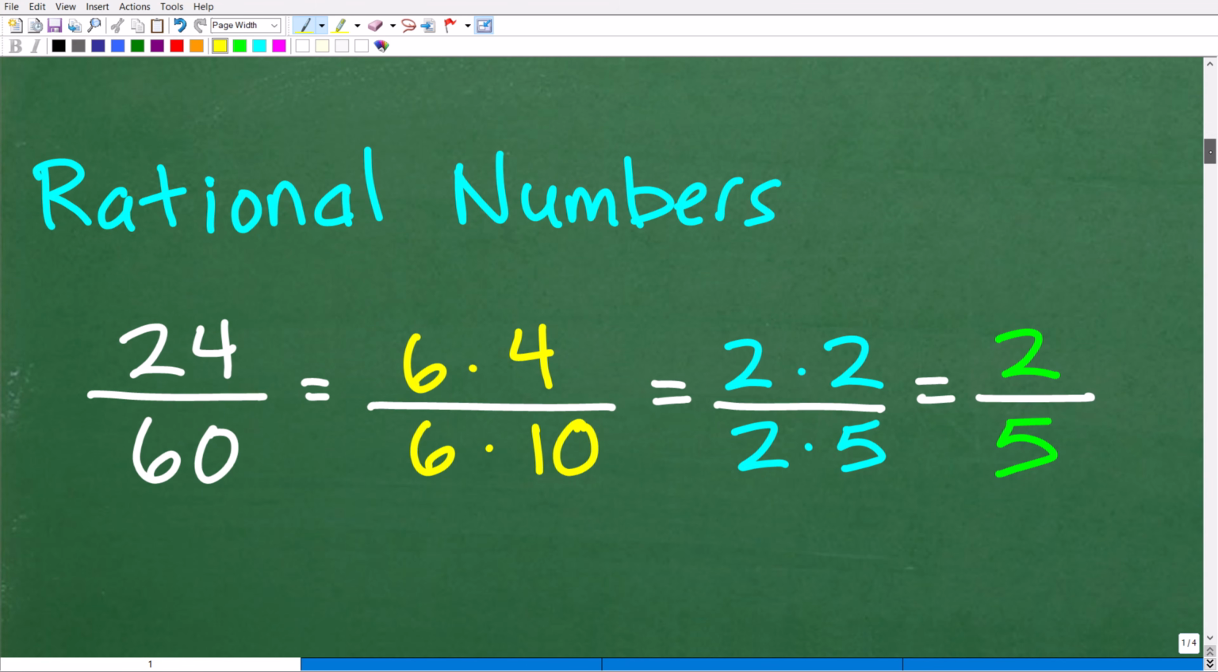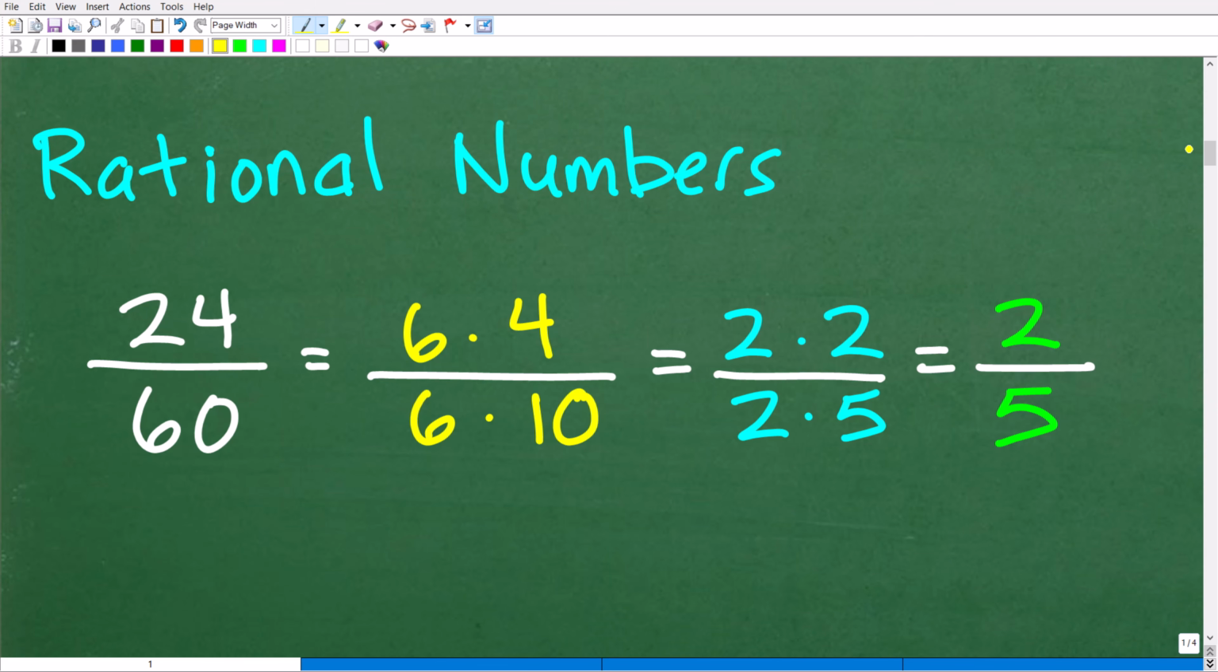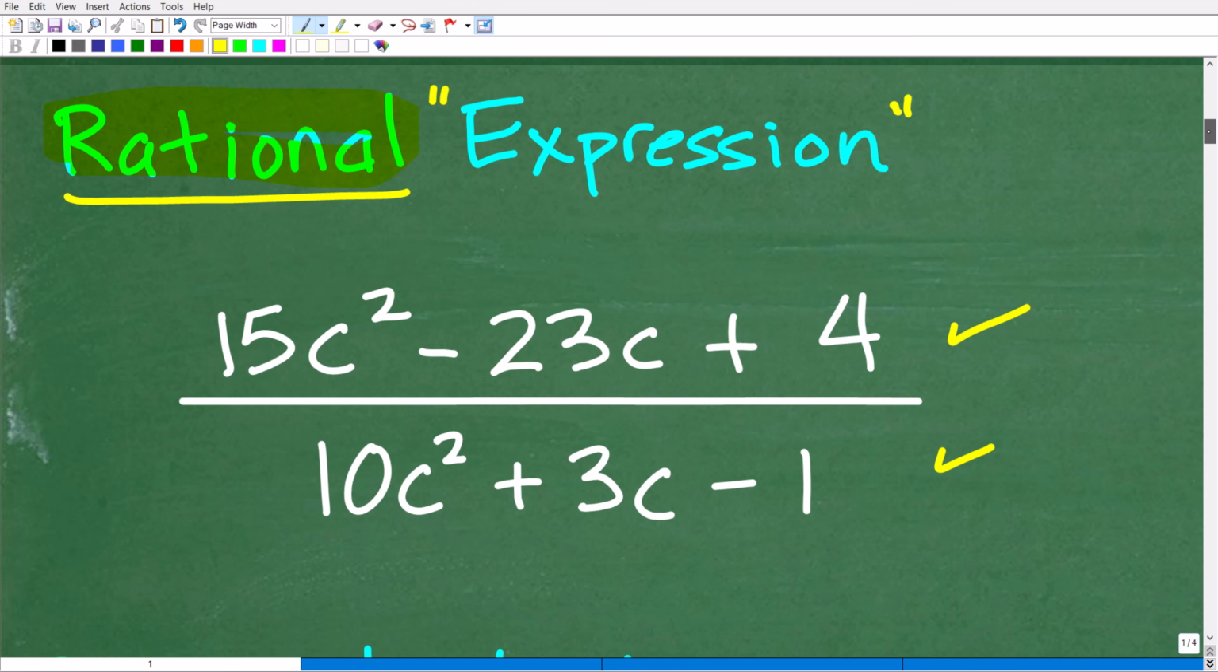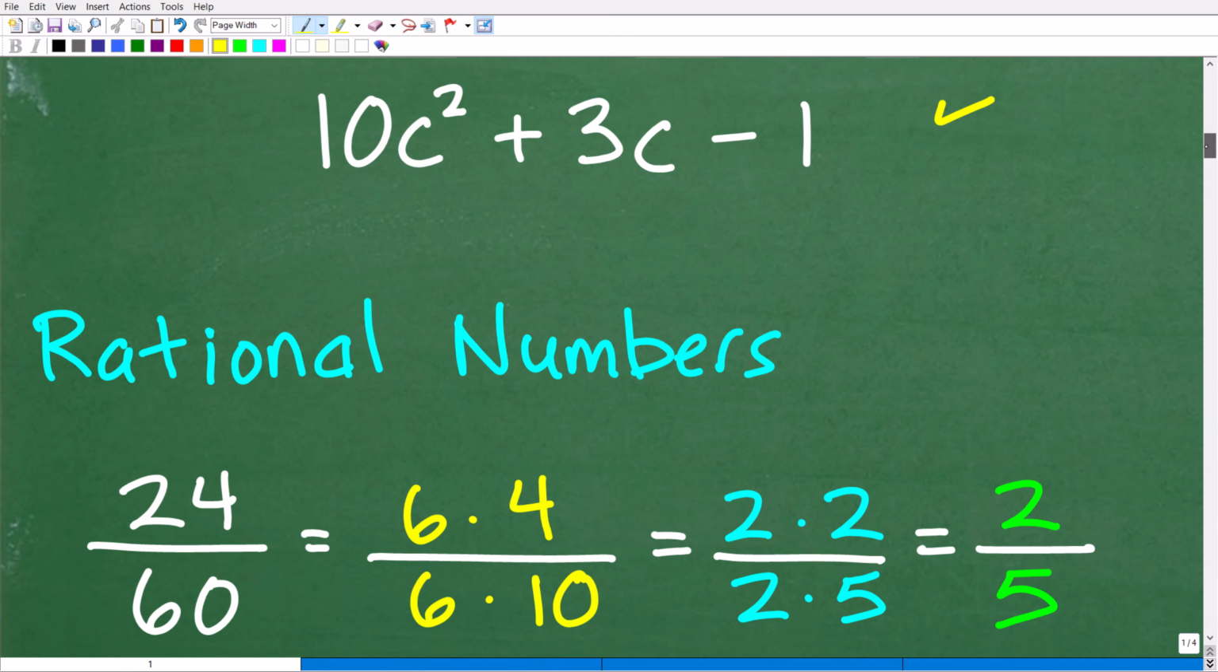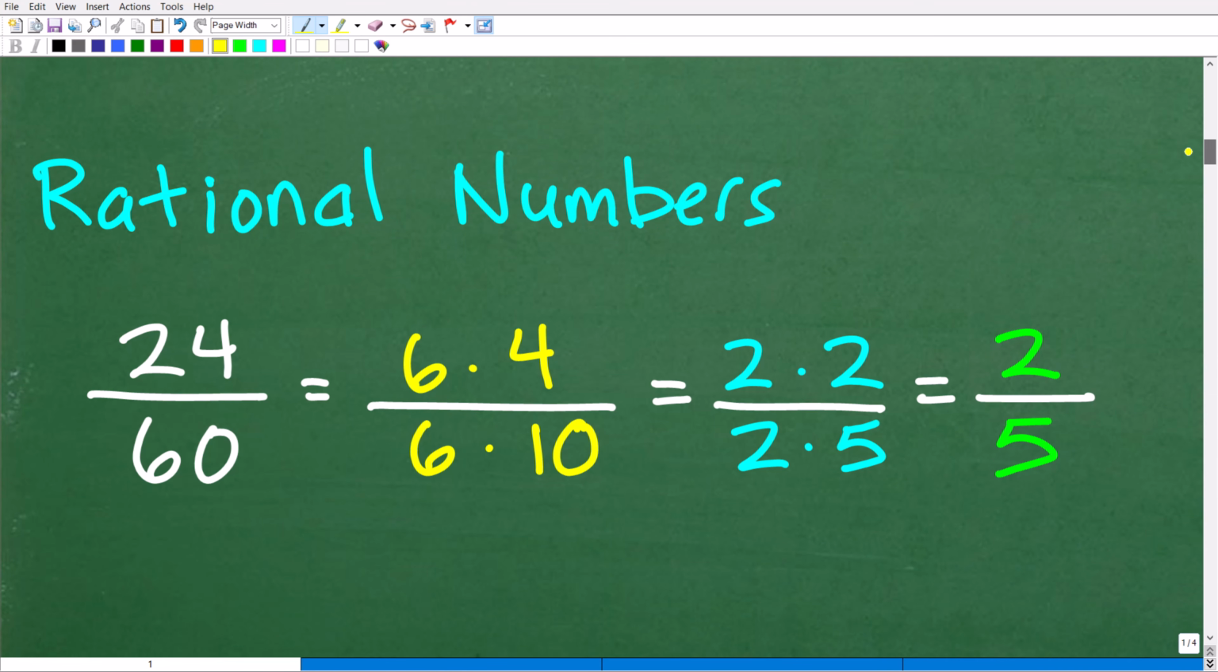Okay, so let's go ahead and review rational numbers. Here we're going to be simplifying a rational expression. That's the objective of this problem. But let's talk about simplifying rational numbers first. A rational number is a number that can be expressed as a fraction, so a fraction like 24 over 60 is a rational number. The numerator and denominator are integers, nice, lovely whole numbers.